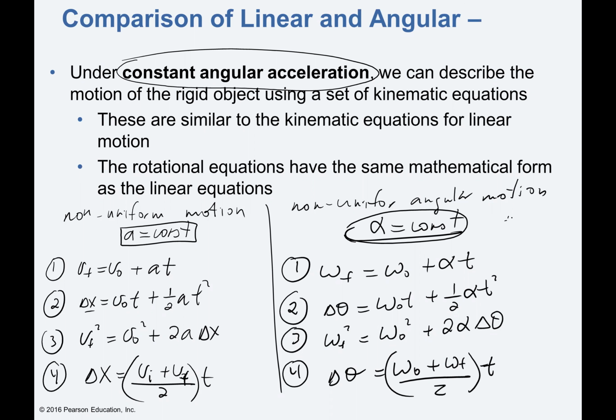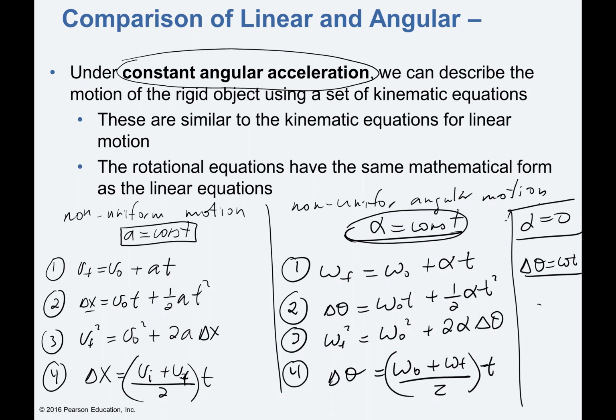What if alpha was 0? Remember, this is uniform motion, and I gave you one equation, delta theta equals omega times time. That's it. This is a special case where alpha is 0. You have just that particular equation. Even looking at these 4 equations, you can see this.